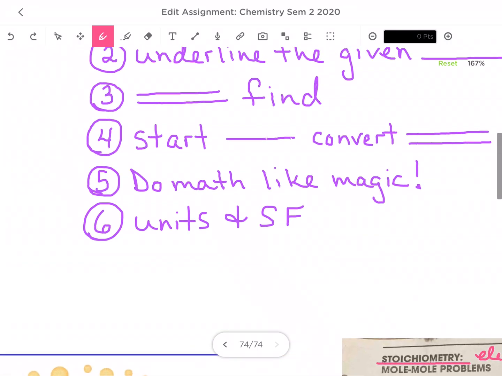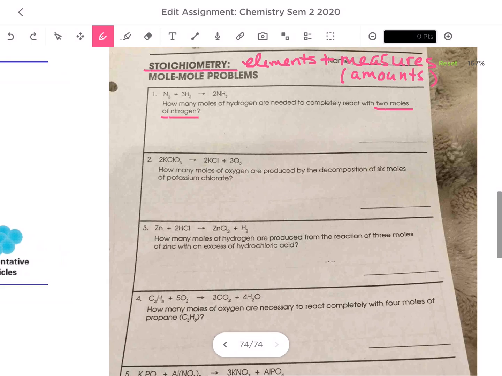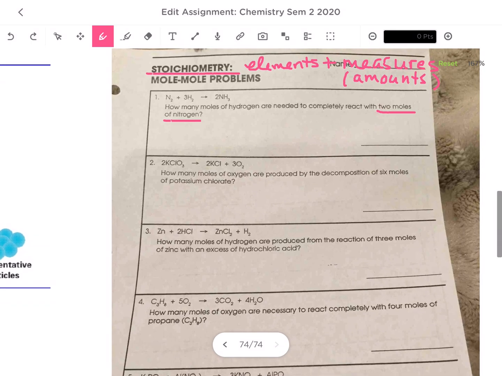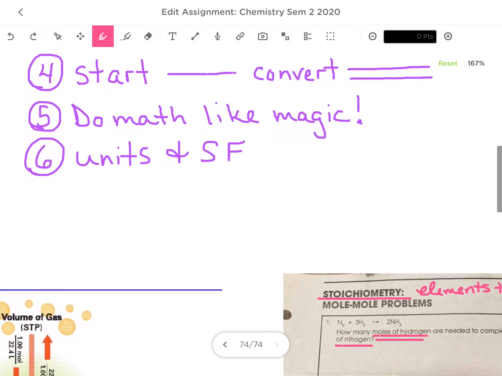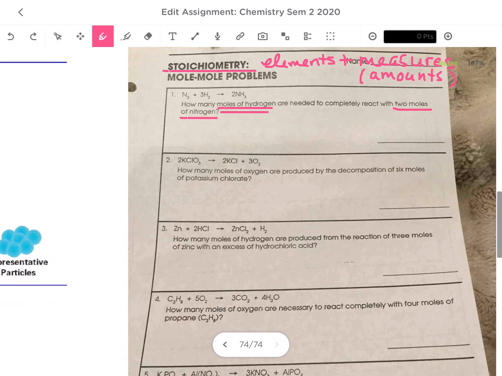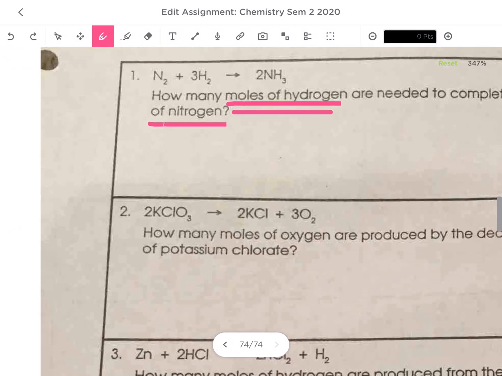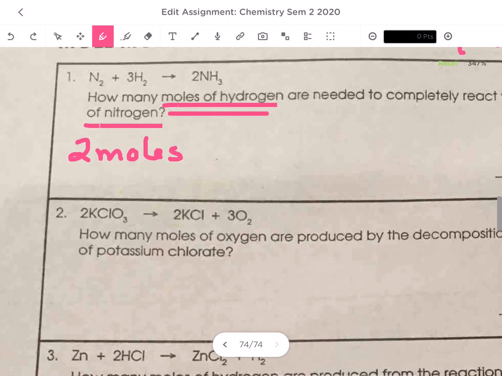See the third step. Double underline what I'm trying to find. Okay, so what am I trying to find? How many moles of hydrogen are needed to completely react with 2 moles of nitrogen? Okay, so there's what I'm trying to find. Next step, start with the thing I underlined one time. So what did I underline one time? 2 moles of, what was it? Nitrogen. Okay, so 2 moles of N2.